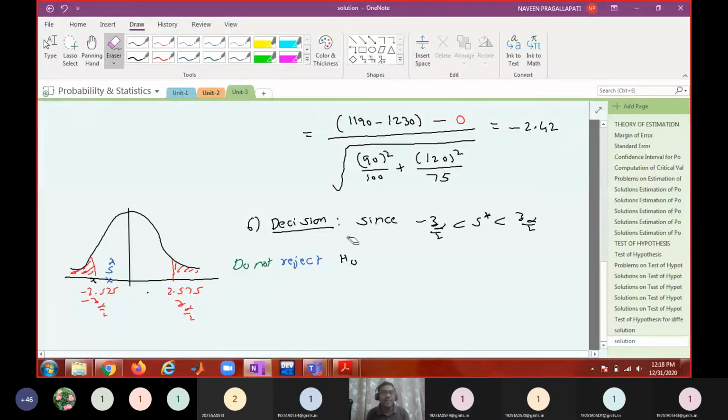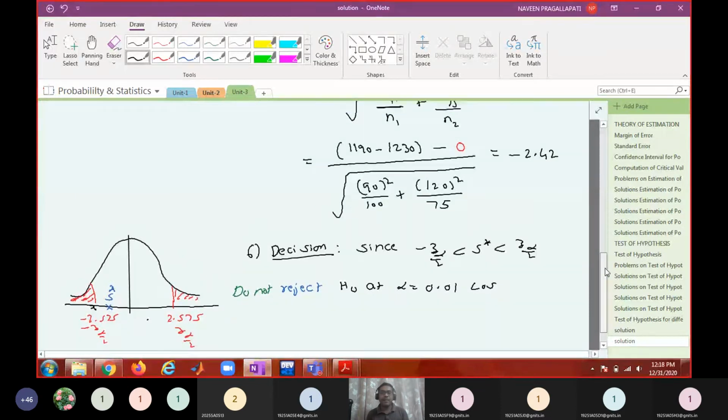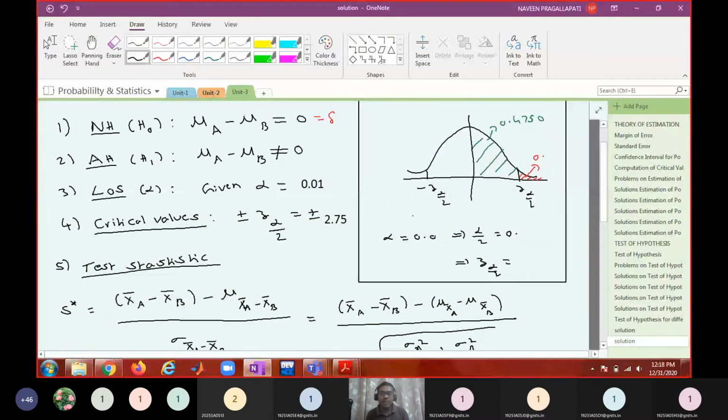So do not reject H naught at what level of significance? 0.01 level of significance. Okay. So what is this? 0.01, so 0.005. Z of 2.575 will be 0.4950. Right.